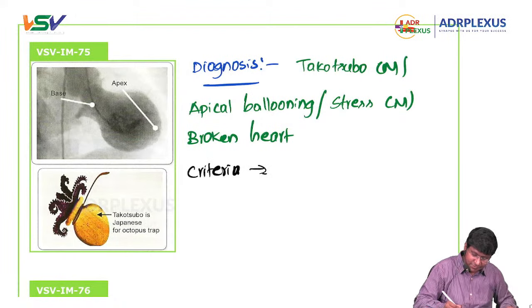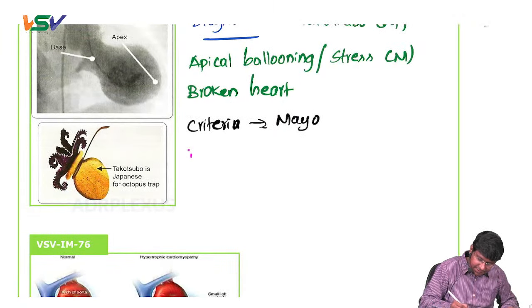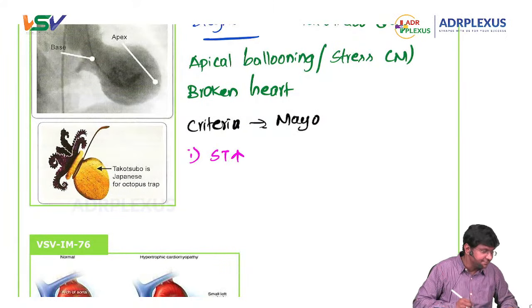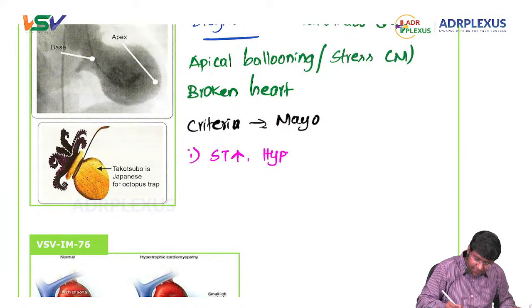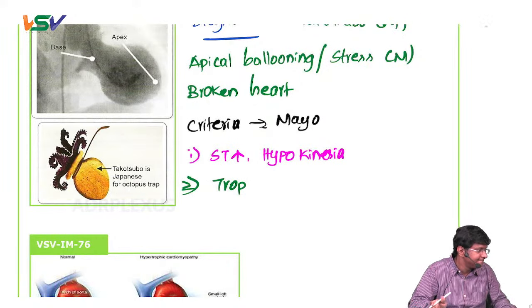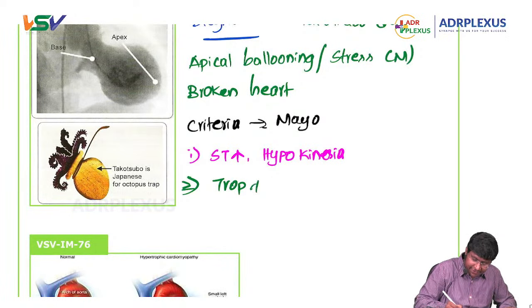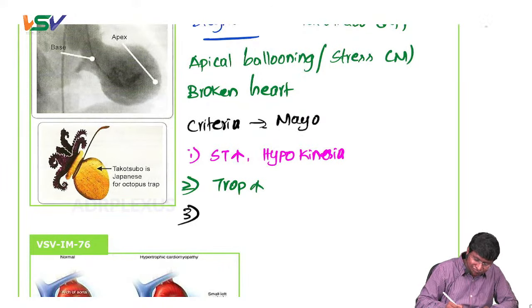Yeah, so it is modified Mayo's criteria. According to modified Mayo's criteria, there should be ST segment elevation in the ECG, and 2D echo will be showing hypokinesia. What will happen to troponin? Troponin should be elevated. And the third important thing in the modified Mayo's criteria is that the coronary angiogram should be normal.